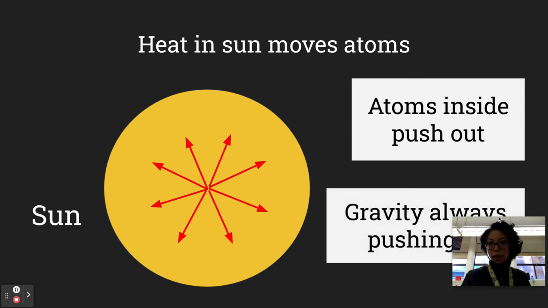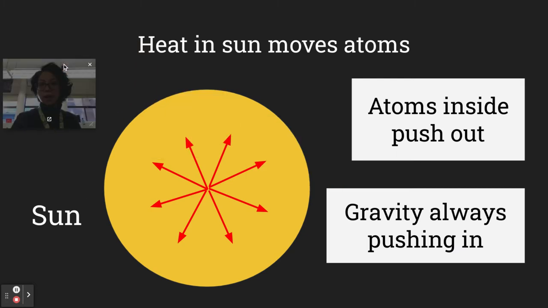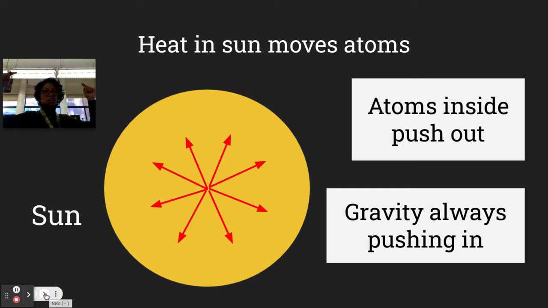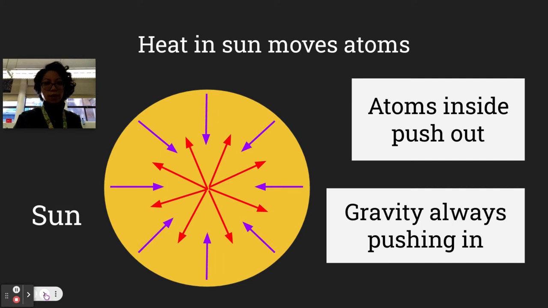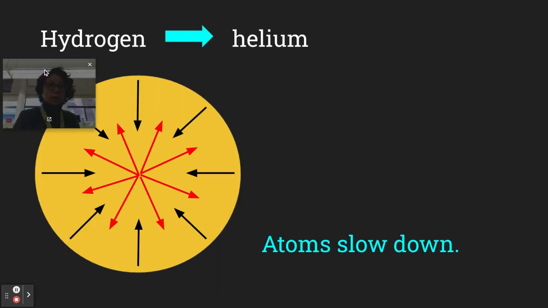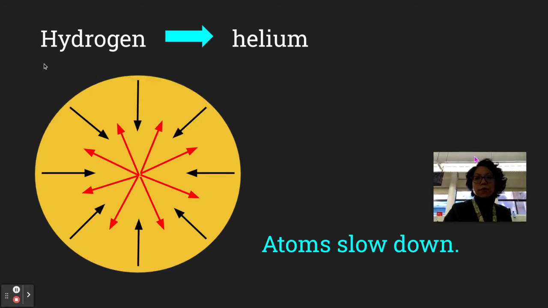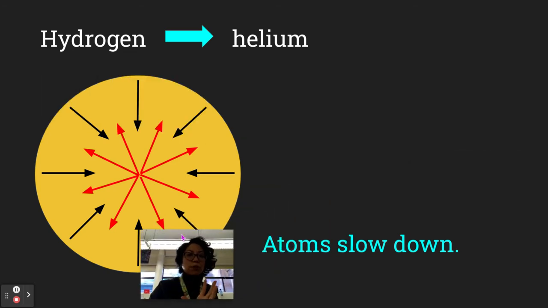Okay. On the other hand, geez, my picture is really in the way here. Gravity is always trying to push inwards. Okay, so that's gravity, those purple arrows. So you have these kind of two opposite forces, like the atoms pushing out and gravity trying to push in on the sun. Okay, so there's kind of this perfect balance of these two forces.